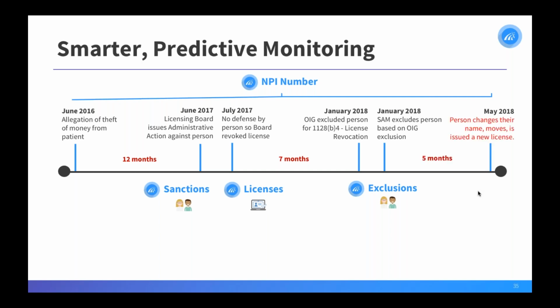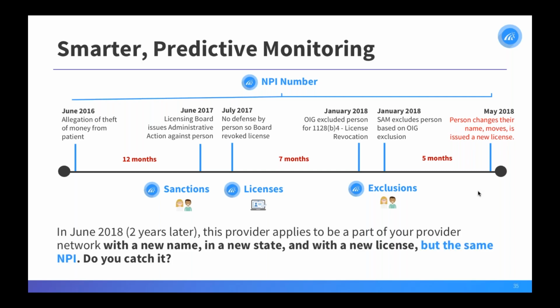5 months go by, this person changes their name, moves, and is issued a brand new license, right? So it's essentially a new last name, they've moved states, and they have a new license, but the NPI number is the same. In June of 2018, 2 years later, this provider applies to be part of your provider network with a new name in a new state and with a new license, but the same NPI number. Do you catch it, right?